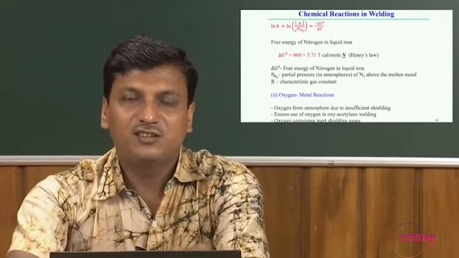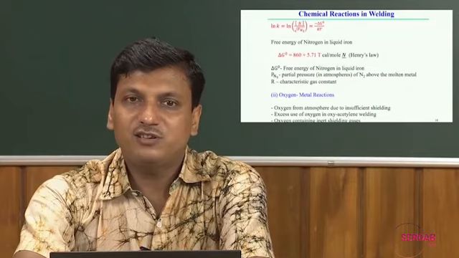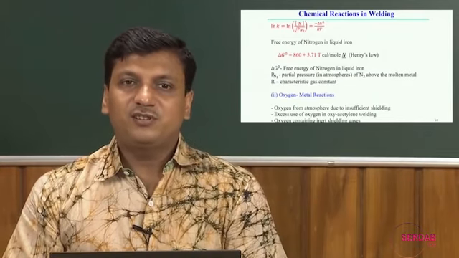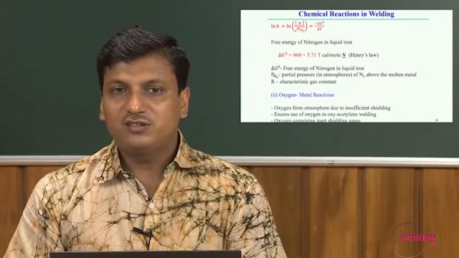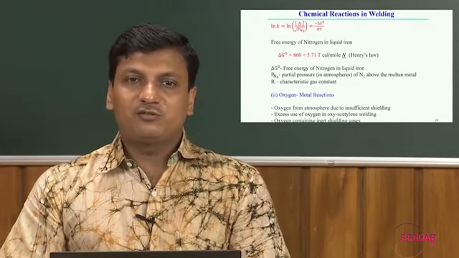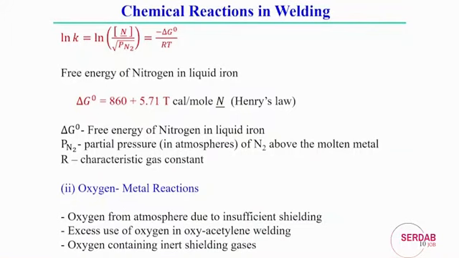You can see that this K can be linked with the free energy of nitrogen in the liquid state, liquid iron, and that free energy of the nitrogen in the liquid iron can also be represented by this equation. You can see that it is a linear equation with respect to temperature. So, that also follows Henry's law. Here delta G represents the free energy of nitrogen in the liquid iron, P N2 is the partial pressure of nitrogen above the molten metal, and R is the gas constant.